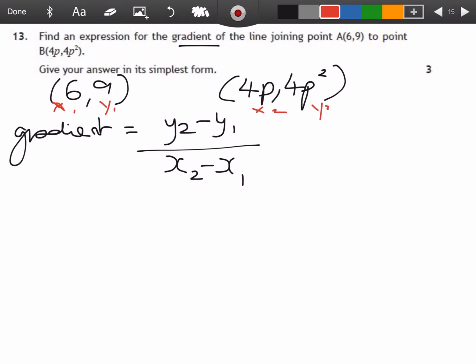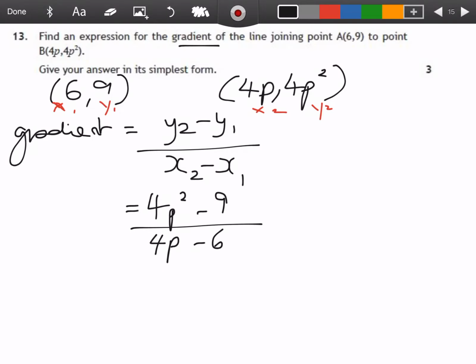And now we're going to sub them in the correct place in the formula. So y2, it's 4p squared minus 9 at the bottom, 4p minus 6. Now, the question says, give your answer in its simplest form. This is not the simplest form of this. It's something we can do.